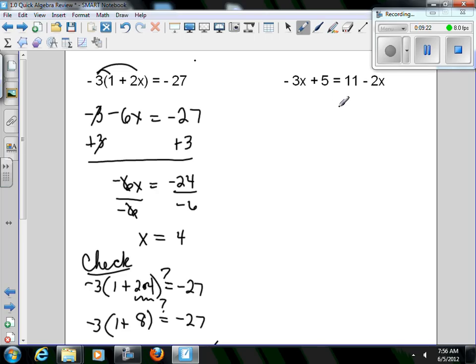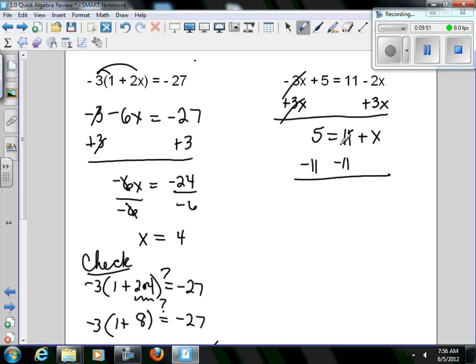We have negative 3x plus 5 equals 11 minus 2x. We want to get all the x's onto one side. It doesn't really matter which side we go with, so I'm going to move the negative 3x. So I'm going to have to say plus 3x, add it to each side. They cancel on the left, and I have 5 equals 11 plus x. I want to get x alone, so I subtract 11 from each side. The 11's cancel, and we have negative 6 equals x.